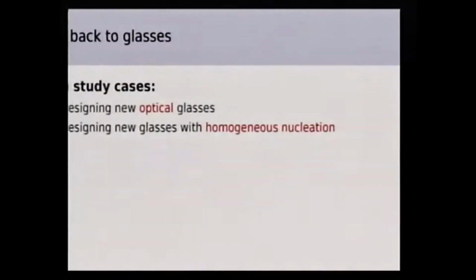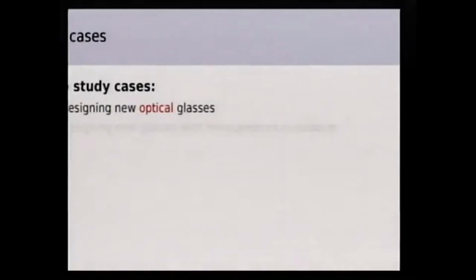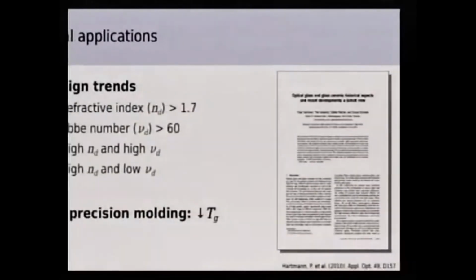And now, let's go back to glasses, right? What we did is that we applied this concept to try to design glasses, new optical glasses, and new glasses with homogeneous nucleation. I will explain this later, but keep in mind that this is a work in progress. We are still learning, we are still doing, but let's see what we got. Let's start with the optical glasses. So if you want to design a new optical glass, I recommend reading this paper by Peter Hartmann, where he discussed just that. He discussed the current trends of optical materials, right? And you can see them here.